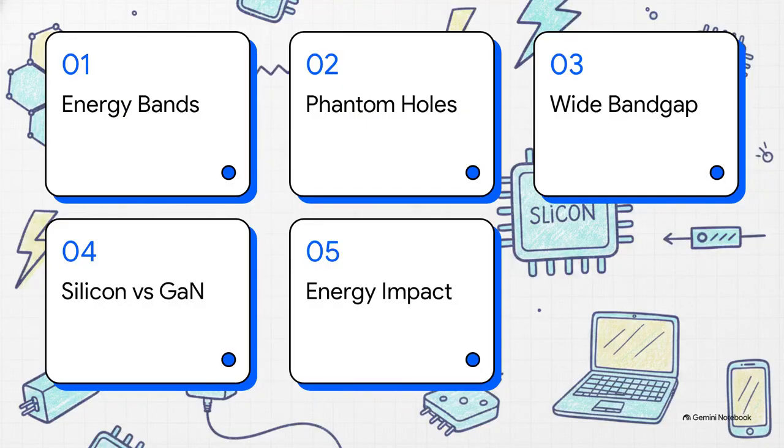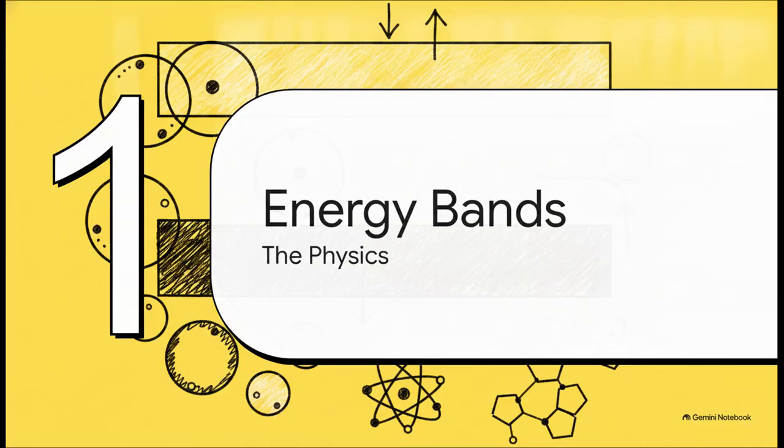So here's our roadmap for today. First, the physics of energy bands. Then, electrons and phantom holes. Third, the wide bandgap revolution. Fourth, silicon versus gallium nitride. And finally, the global energy impact. I promise you, the heavy microscopic physics we start with is going to have a massive real-world payoff by the end of this. All right, section 1, the physics of energy bands.